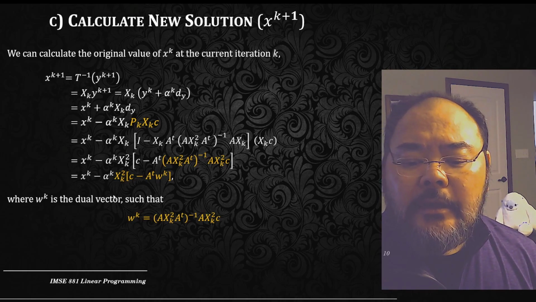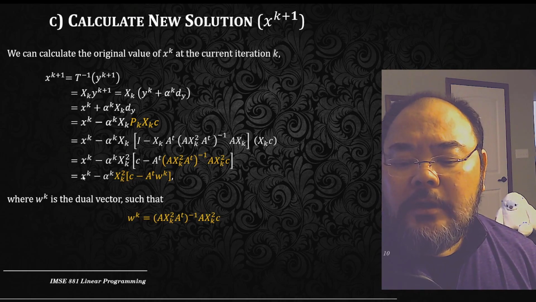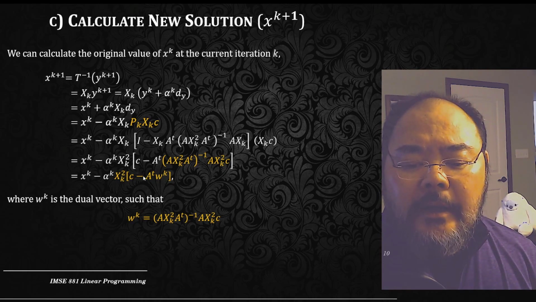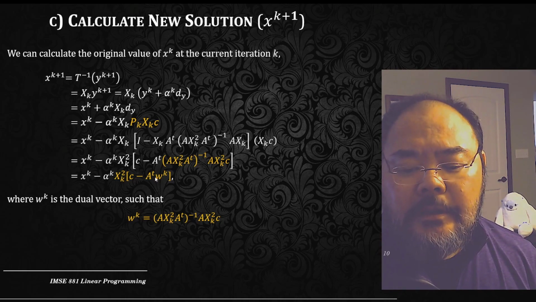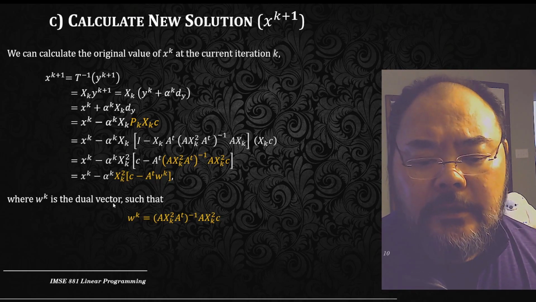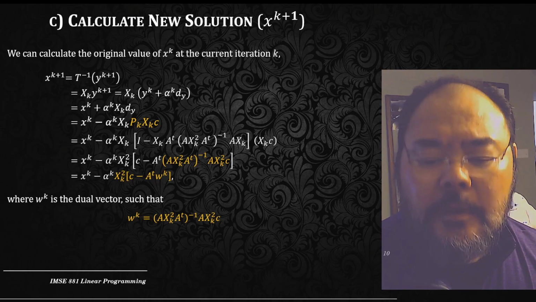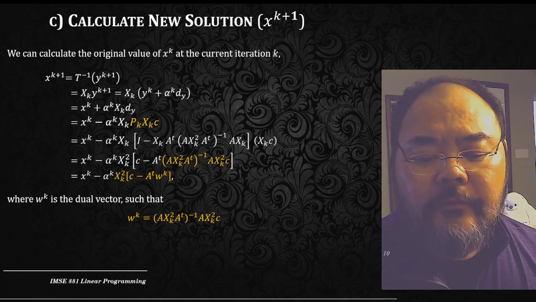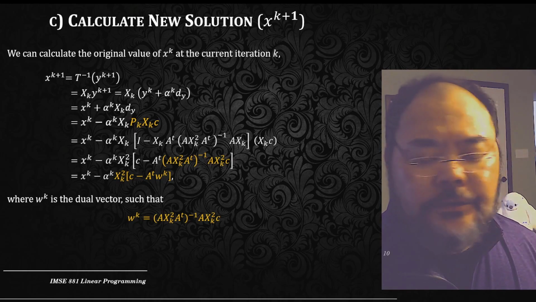xk plus 1 can be calculated using the current x minus alpha k times capital Xk squared times the cj minus zj, basically. Here we are going back to the linear programming. c minus A transpose omega should be z, basically. And the omega can be calculated this way. So even though the process looks a little bit messy in the beginning, the result is very straightforward and easy to calculate in each iteration.